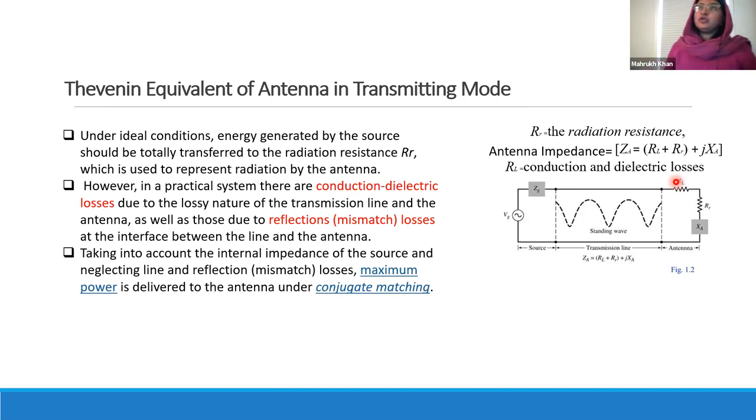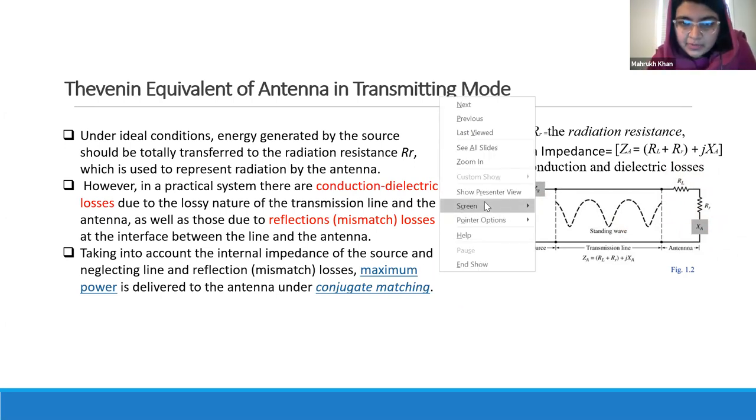Do you remember that we have learned the maximum power transfer theorem in electric circuits, right? The maximum power transfer theorem states that maximum power transfer is possible if your ZG, the source impedance, is equal to your load impedance. So if ZG is defined as RG plus jXG, RG should be equal to this resistance and XG should be equal to minus XA.